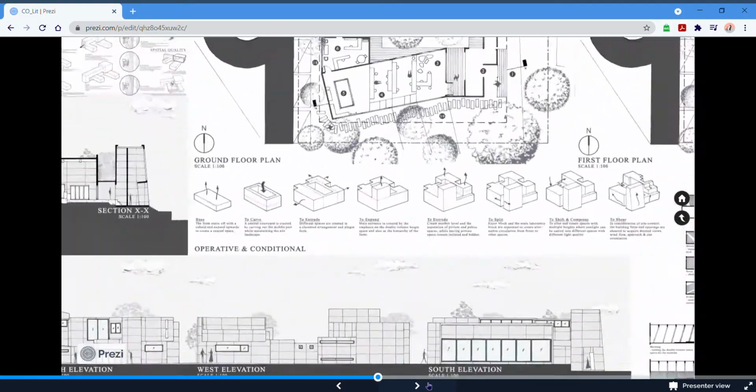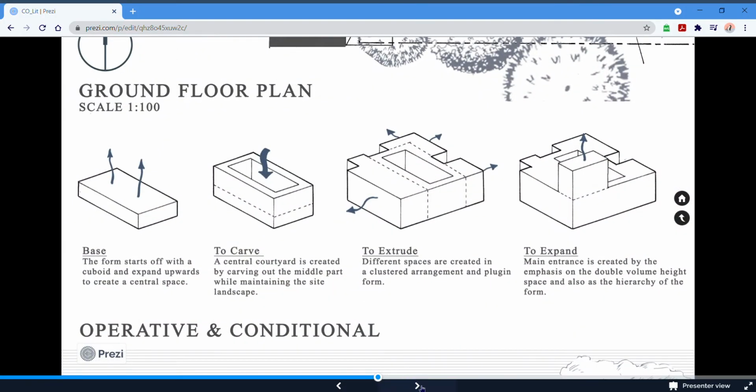The transformation of the building form starts off with a cuboid and expands upwards to create a central space, and the middle part is carved out to be used as a central courtyard while also maintaining the side landscape. By extruding out, different spaces are created in clustered and plug-in form, and the main entrance is formed by emphasizing the space with double volume height.